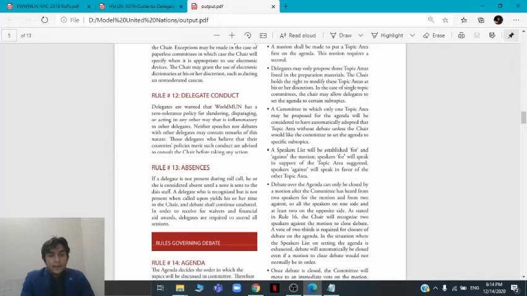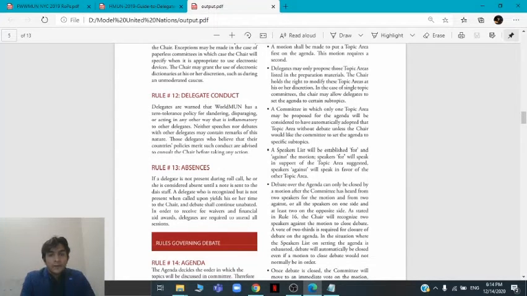And delegate conduct: any MUN has a zero tolerance policy for slandering, disparaging, or acting in any way that is inflammatory, right? And rule number 3, absence, which we have seen is most common in Pakistan as well, in most of the delegates.